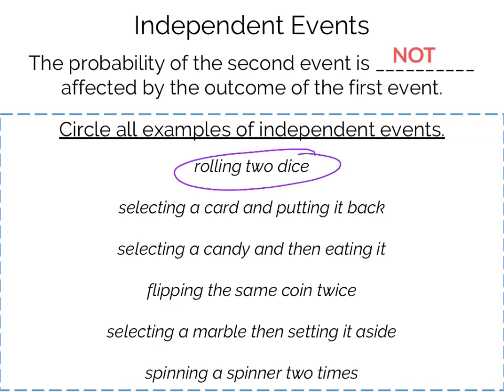One dice is not going to affect the other dice. If I roll one to the left and one to the right, the outcome of one, if I get a 4, is not going to determine whether I get a 4, a 5, or a 6 on the other one. So rolling two dice is independent events.